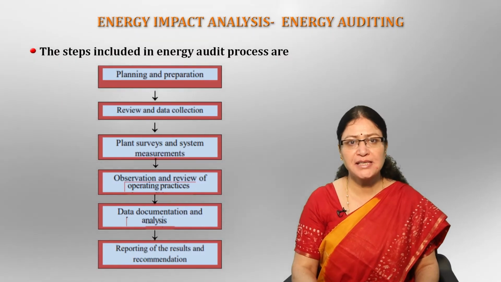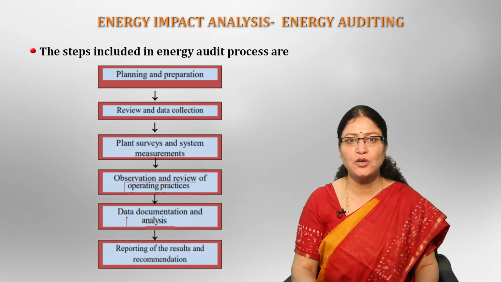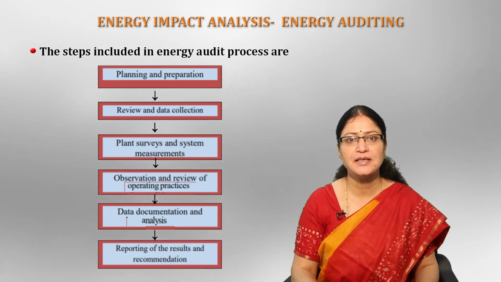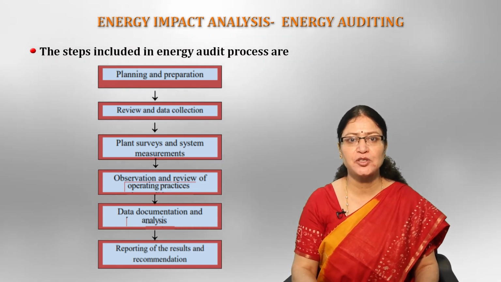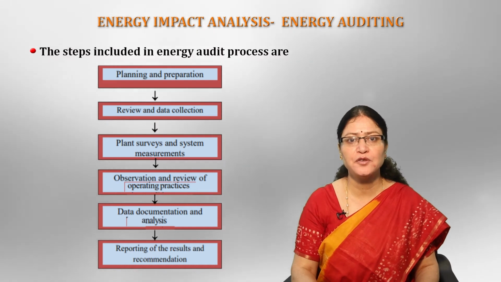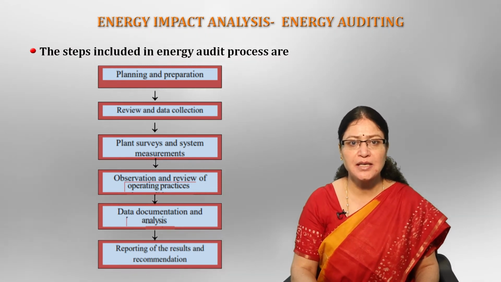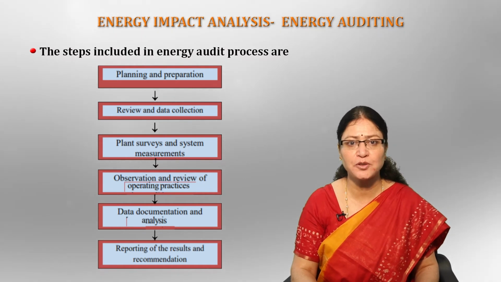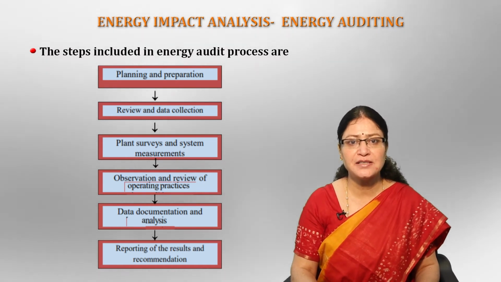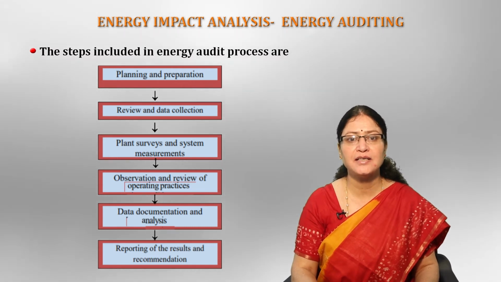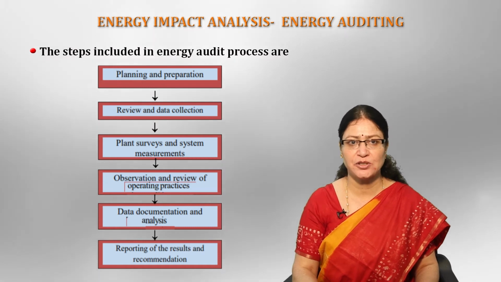The steps which are included in the energy audit process are number 1, planning and preparation, number 2, review and data collection, number 3, plant surveys and system measurement, number 4, observation and review of operating processes, number 5, data documentation and analysis, and finally, reporting of the results and recommendations.